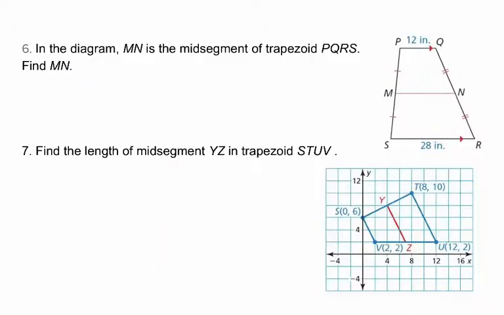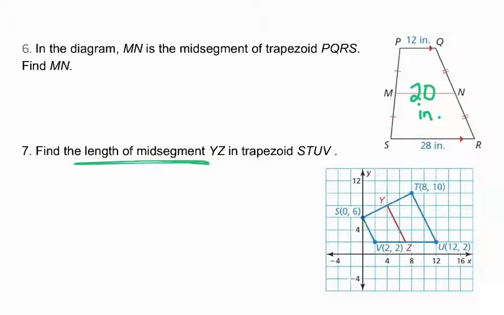All right, so take a look at this one. You got it. Find that midsegment MN. Okay, so 12 and 28 is 40. 40 divided by 2 would make MN 20 inches. Now this one says find the length of the midsegment YZ.